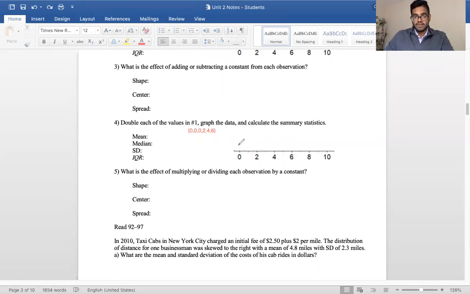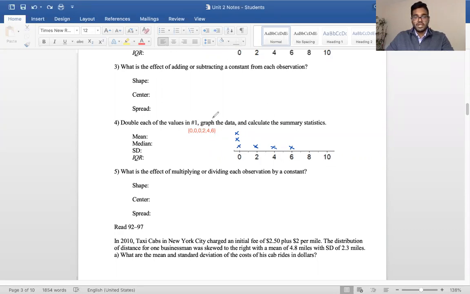And if I were to make a little dot plot for this, you have values of 0, 0, 0, 2, 4, and 6. If you looked at this distribution compared to the one at the top, you would notice that this one's definitely more spread out. We've expanded the whole graph, it's gotten bigger, it's gotten wider. So what do you think when we calculate these values?